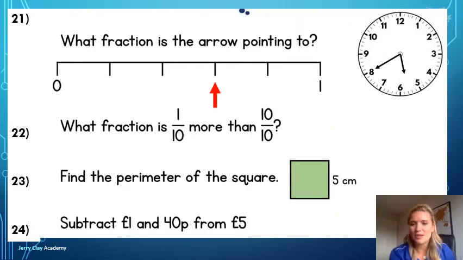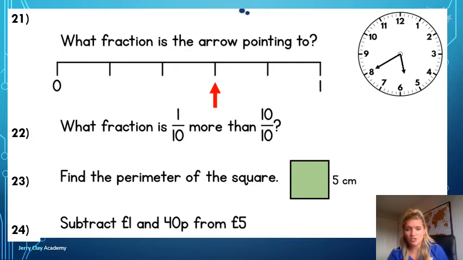Okay, so this time, can you tell me the time on the analog clock? Then can you tell me as a digital clock as well as AM and PM in the morning and afternoon? Then number 21, you're writing the fraction of what is the arrow pointing to. So think about how many parts you can see there. Then what fraction is 1/10 more than 10/10? So think about how you would show that. Think about maybe writing it as a number line.